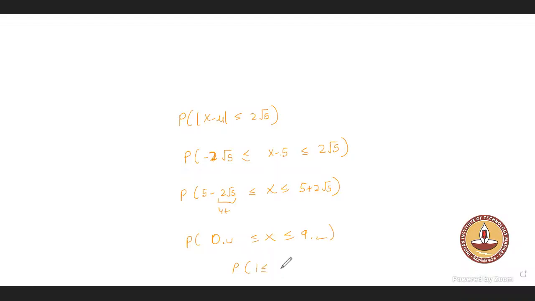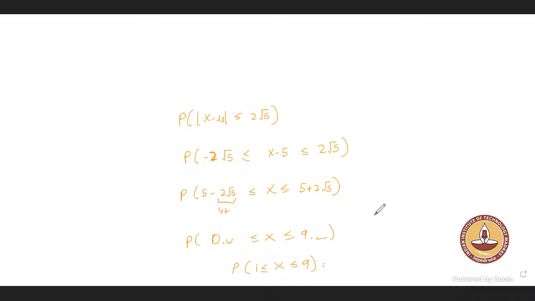Is it correct? Okay, 1 to 9. That is correct. Up to this, I got it. Now my problem, where I'm struggling, is: probability 9 minus probability 1? How to do it? How to expand this?